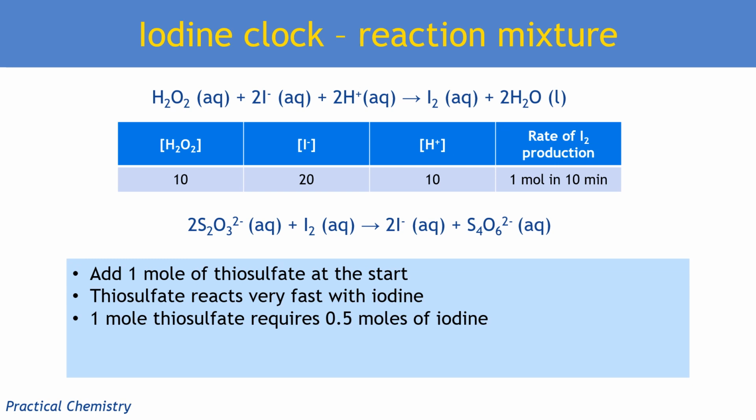And we know that 1 mole is made every 10 minutes. So my thiosulfate will be used up after 5 minutes under these reaction conditions. So what happens then? Well, if that's all I added, thiosulfate, then for the first 5 minutes, no colour, nothing happening. And then after 5 minutes, just a gradual yellow and then a bit darker orange and then brown. And we're back to the same problem we had before.